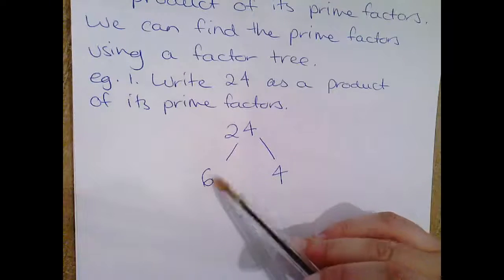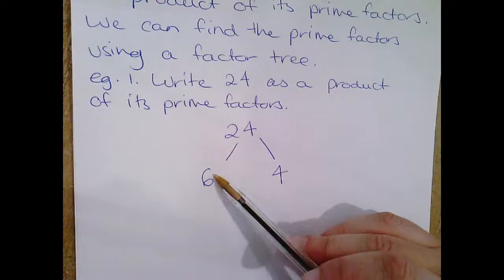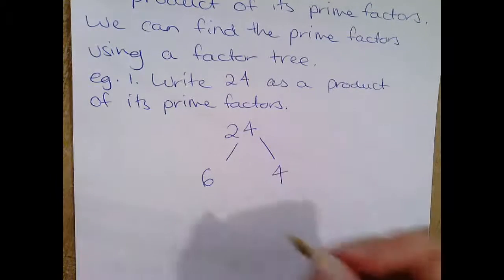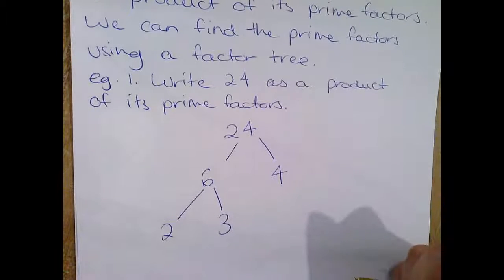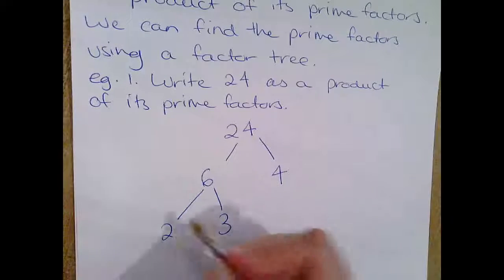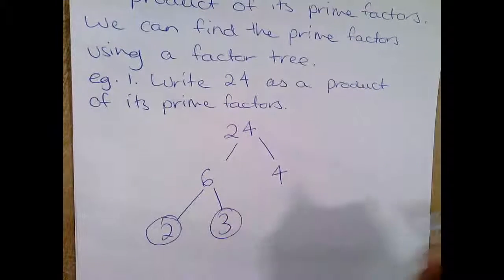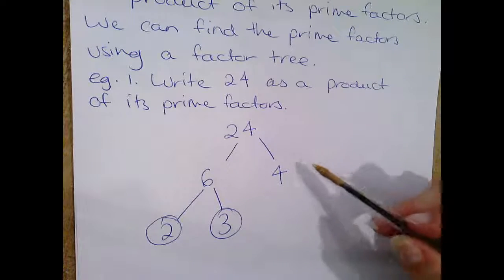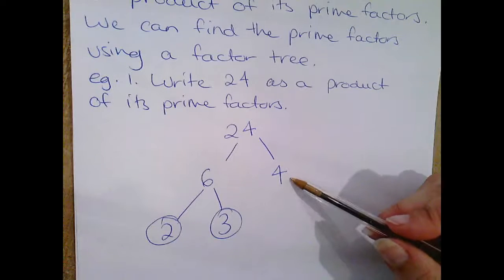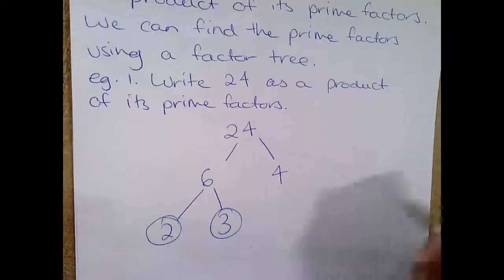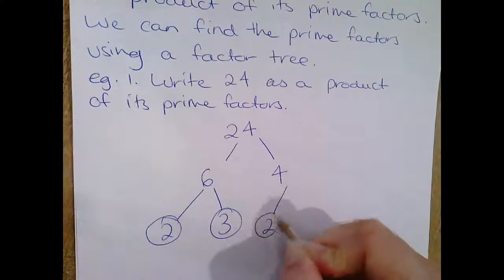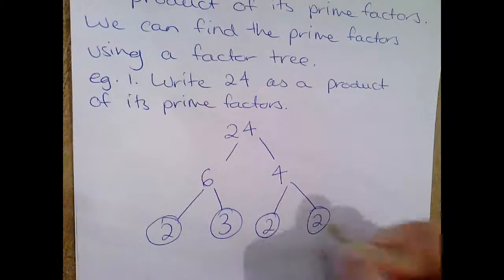Now 6, what are two numbers that multiply to give 6? They would be 2 and 3. Now once we get down to some prime numbers, we actually put circles around them. So 2 and 3 can't be broken down any further. They are prime numbers. The number 4 is definitely not a prime number. There are two numbers that go into the number 4. Those would be 2 and 2.